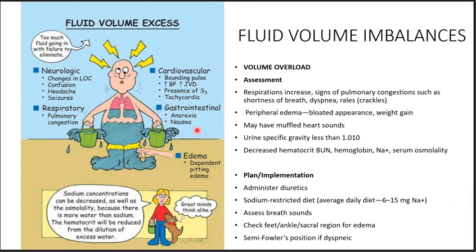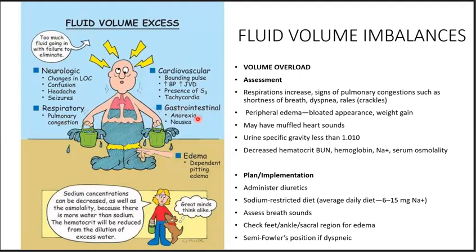Let's look at the neurological changes first. There will be changes in levels of consciousness. There will be confusion, headache, and seizures. With the respiratory system, we're going to see the respiratory rate increase, and we'll see signs of pulmonary congestion. What are signs of pulmonary congestion you might see? There will be shortness of breath, there will be dyspnea, and you will hear rales and crackles when you listen to the chest.